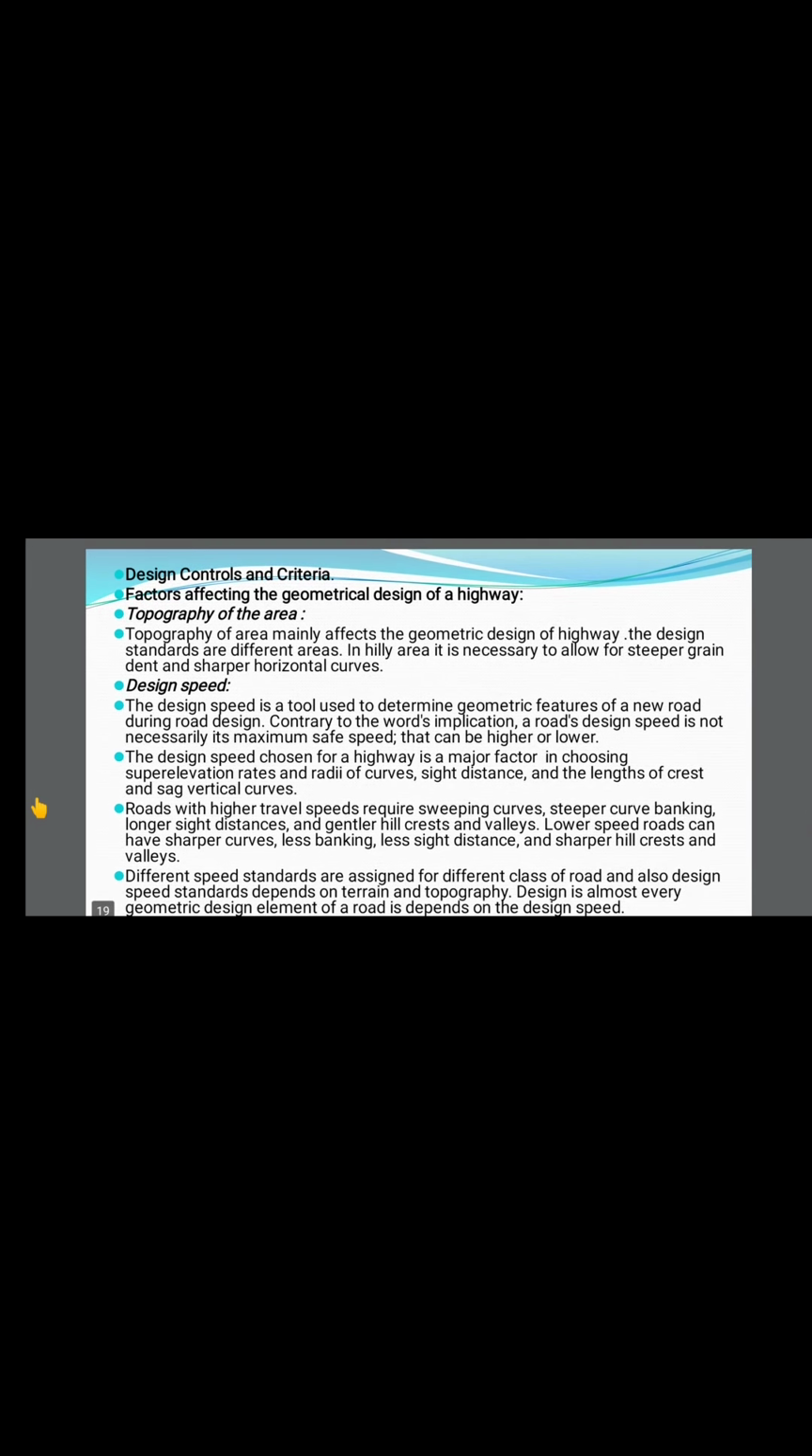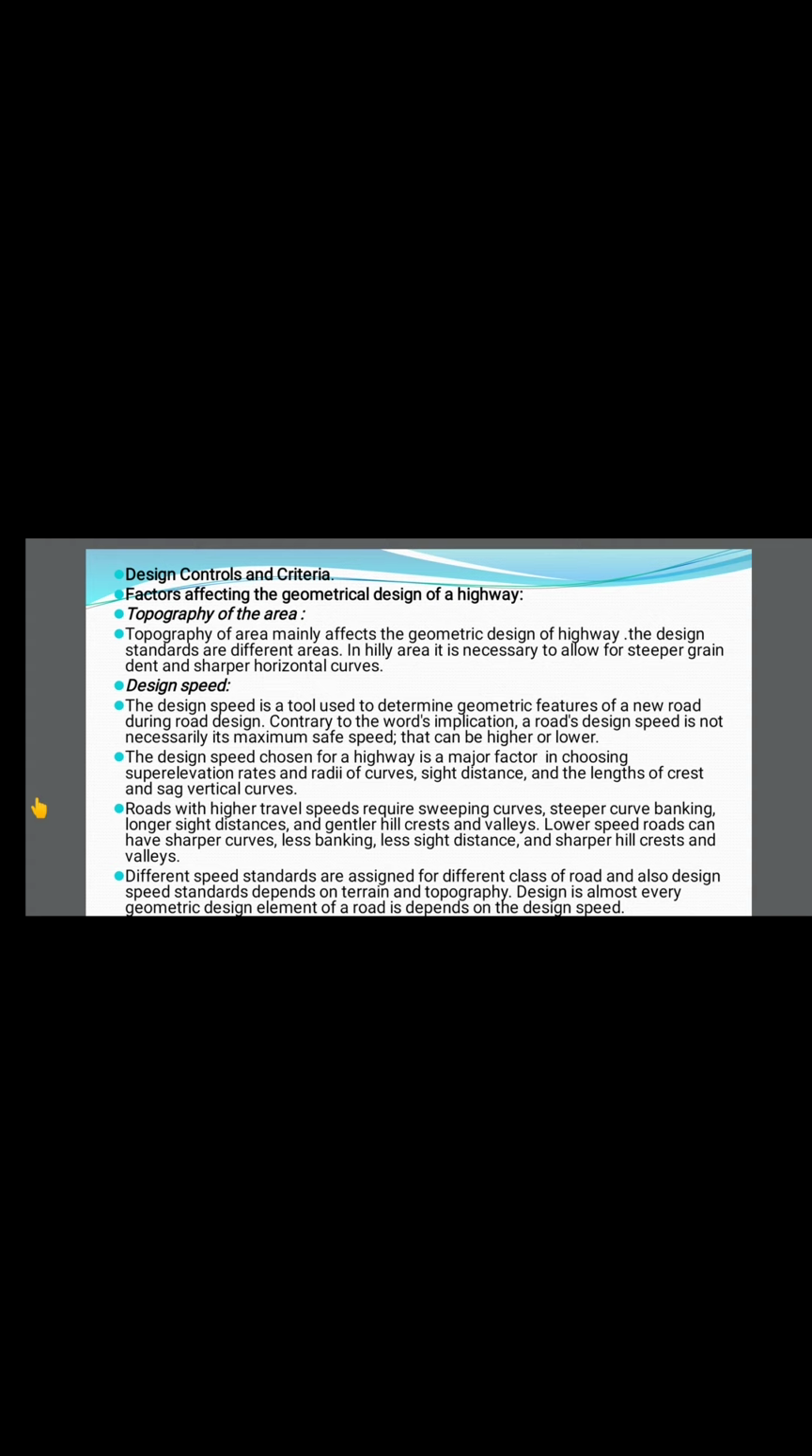Next is design control, and what are the factors which are going to control the design and the criteria, that is, factors affecting the geometric design of the highway, that is topography of the area. So topography of the area mainly affects the geometric design of highway. The design standards are different at different areas. In hilly areas, it is necessary to allow for steeper gradients and sharper horizontal curves.